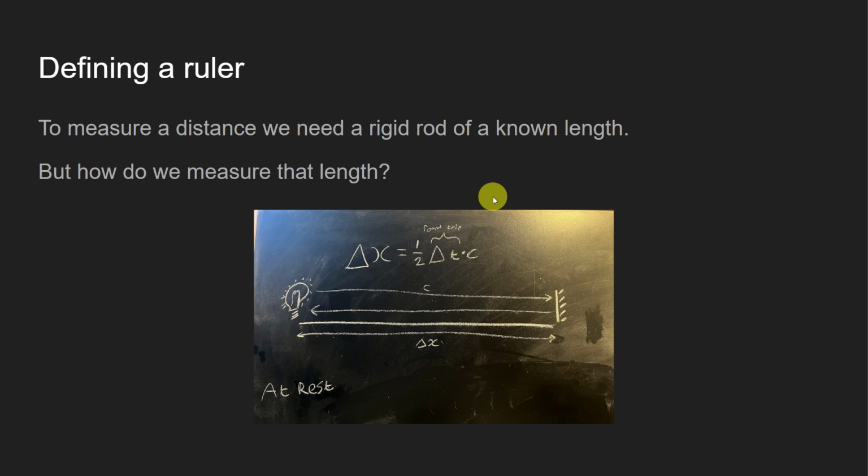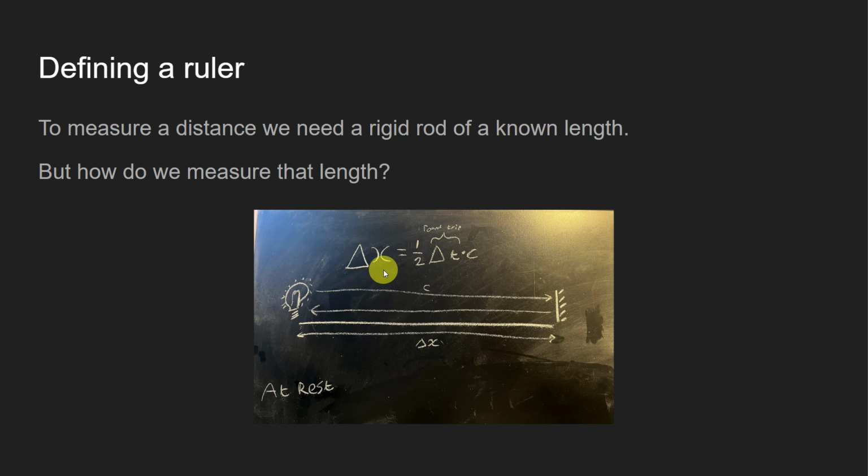So to do that we need some form of rigid rod of a known length. But how do we measure that length? Well, similar to last time where we used light to measure a tick between a known length, we're using a light tick to measure the length. So this rod here is a stationary rod that we are measuring the length of using the speed of light and the time it takes between the ticks.